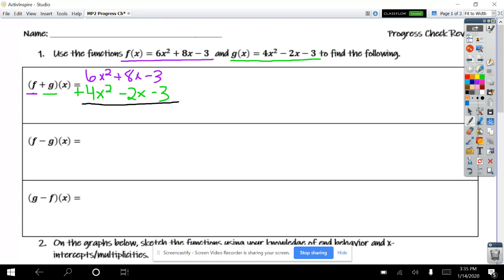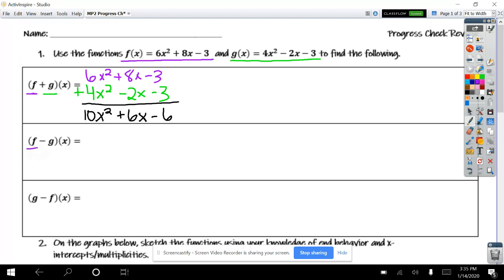So 6x squared plus 4x squared is 10x squared. 8x minus 2x is 6x. And negative 3 plus negative 3 is negative 6. That's all we have to do for that.